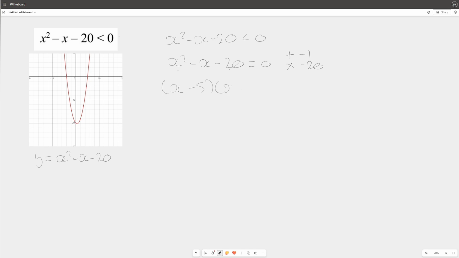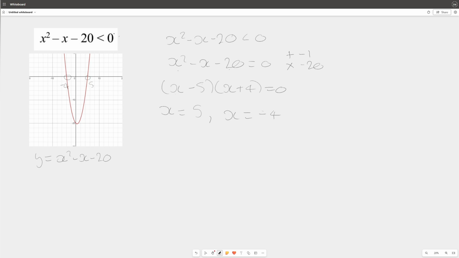So if x minus 5 and x plus 4 is equal to 0, we can then solve this where x minus 5 is equal to 0, so x is equal to 5, and x plus 4 is equal to 0, so x is equal to minus 4. We can then see on this graph here that this is in fact minus 4, and this is positive 5. So those are the roots of our equation.